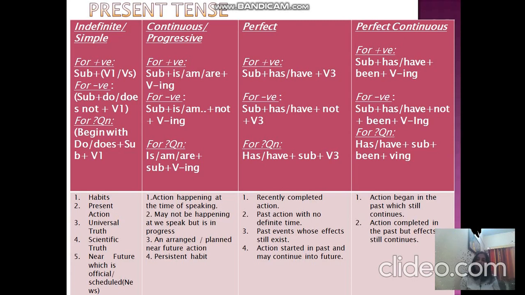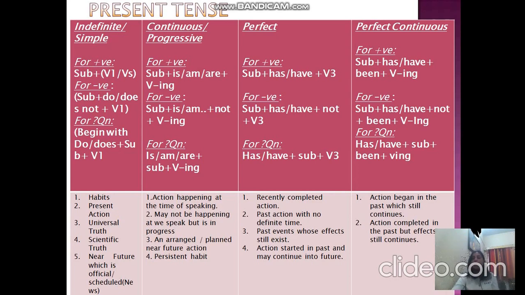Like he has been working on this for some time now. And for a negative sentence, he has not been working on this. And for the question, you start with has and have. Has he been working? Right? So where do we use it? Now this usage is very similar to the last usage of perfect tense.